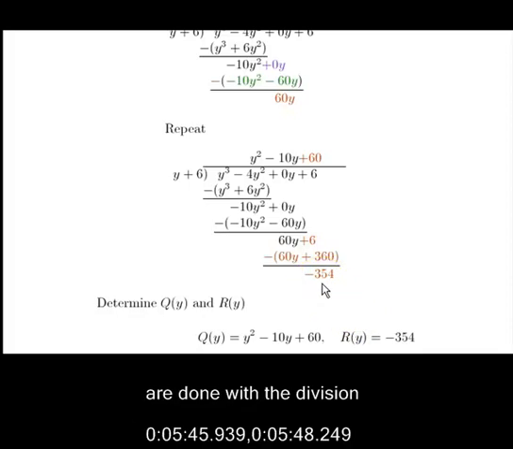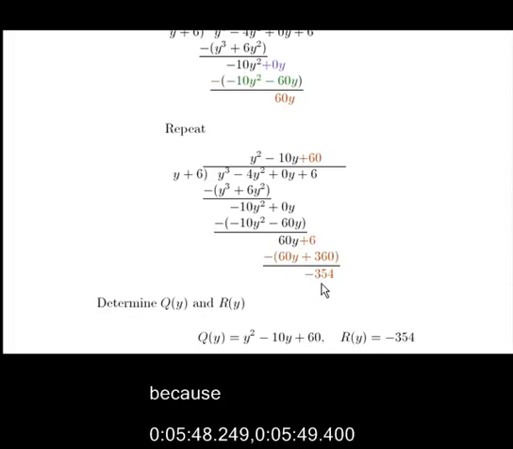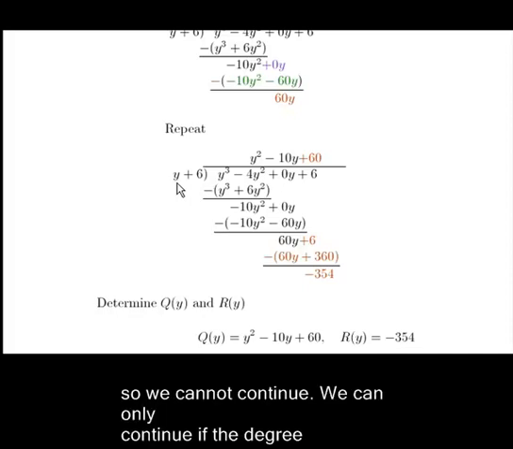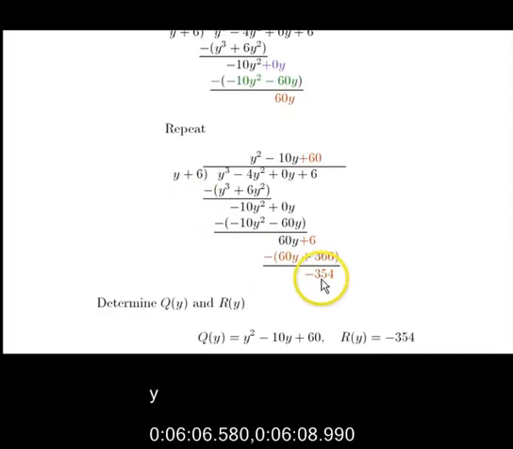And note, we are done with the division because the degree of y here is 0, and the degree of y here is 1. And so we cannot continue. We can only continue if the degree of y is the same or greater in this term.